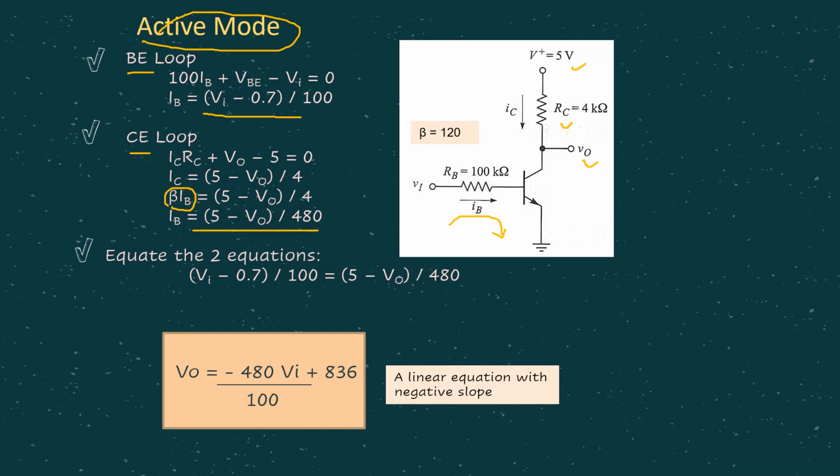So what can we do next? Both equations, from the BE loop and from the CE loop, we equate them together. Now we have an equation relating VI to V0. Remember our voltage transfer characteristic curve is about V0 versus VI, so we want to see the relationship between these two. We rearrange, making V0 the y-axis and VI the x-axis. Remember y equals mx plus c. This should be the m, the slope, and this should be the y-intercept.